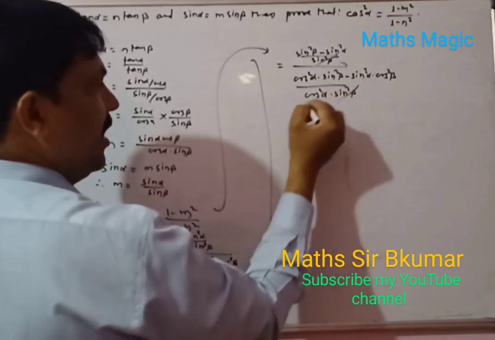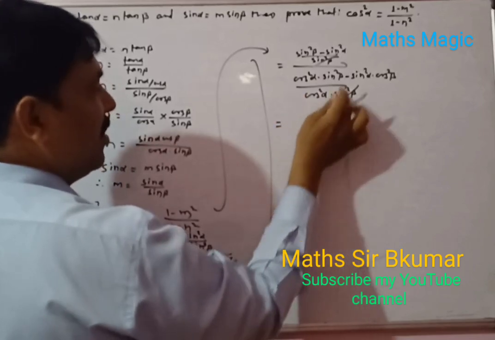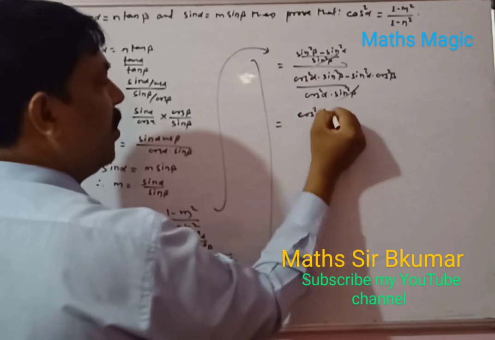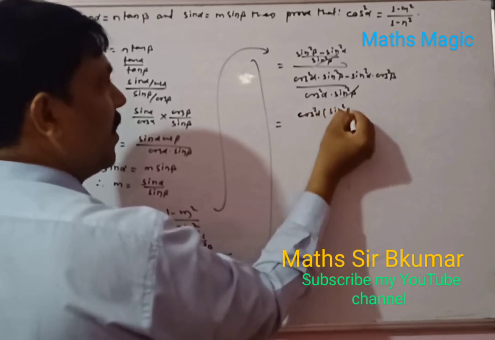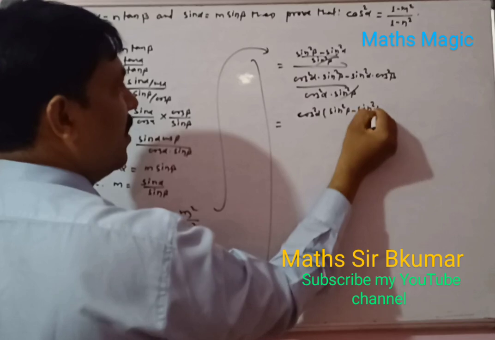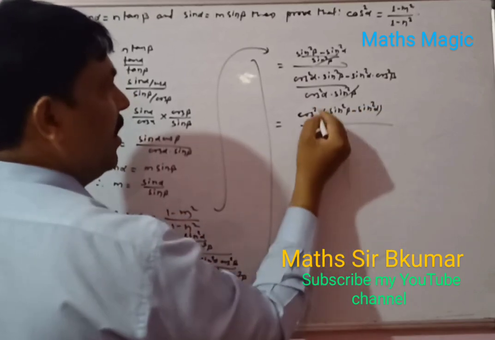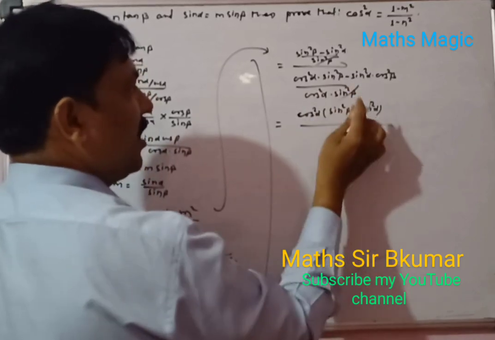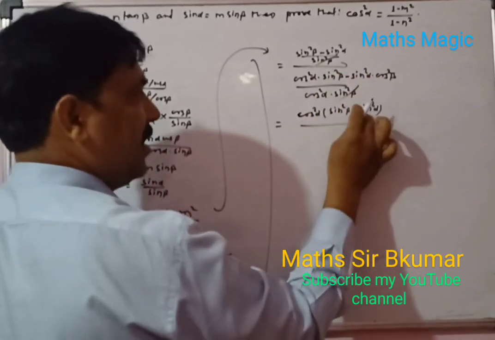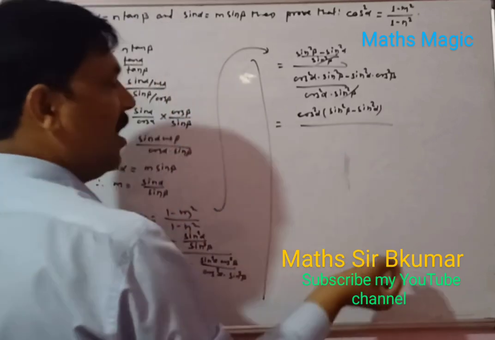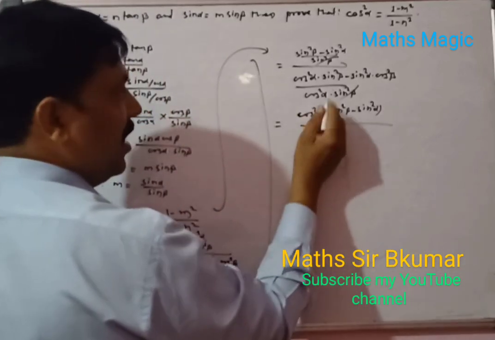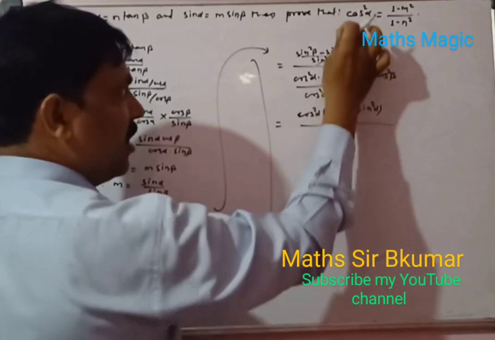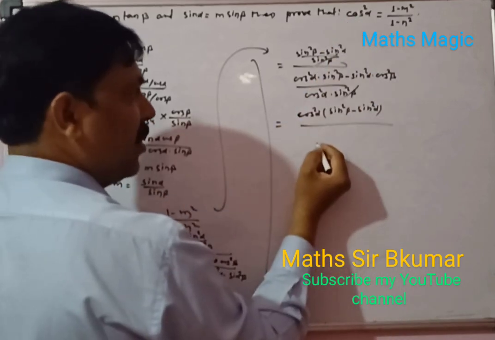The sin square beta cancels, and this cos square is multiplied in the numerator. So there is cos square alpha into sin square beta minus sin square alpha, divided by cos square alpha into sin square beta. So we change cos square into sin square, in the form of sin square beta minus sin square beta, and we have to get cos square alpha. After changing this into sin, and after cancellation, cos square alpha will come, so the LHS will be proved.